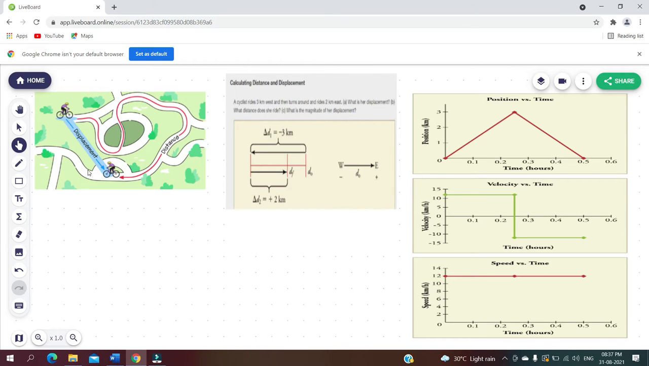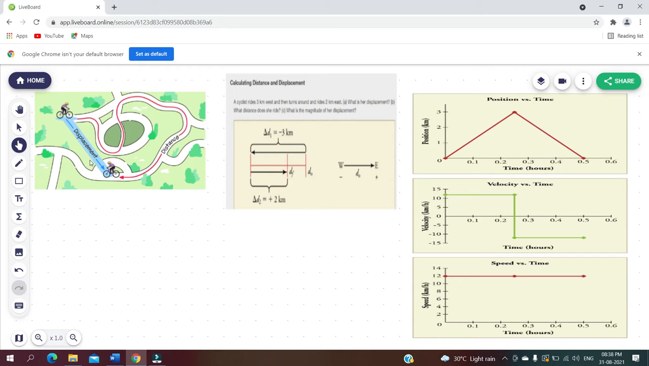Now, what is displacement? It is the overall change in the position of the object. It is the shortest distance from the initial position to the final position traveled or covered by the object. So, displacement is a vector quantity which has magnitude as well as direction. Distance is a scalar quantity which has only magnitude.